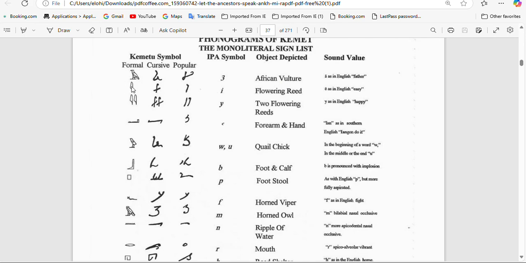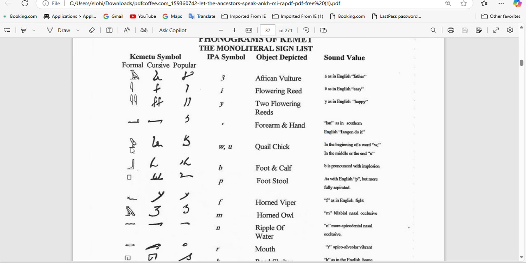You have the flowering reed. This is the hieroglyphic, and this is the other two scripts. This is the IPA symbol, and it's pronounced E as in easy. It's a double reed in all three scripts, and it's the two flowering reeds. Y as in happy. You have the forearm and hand. You'll see it in the three different scripts. This is the IPA symbol, and it says Ain as in Southern English. I ain't gonna do it.